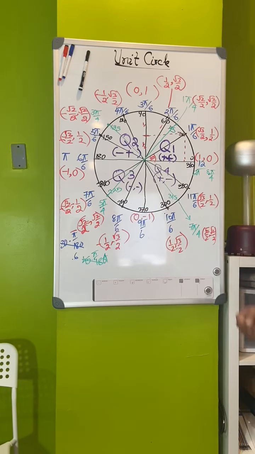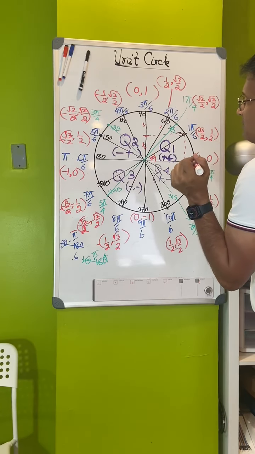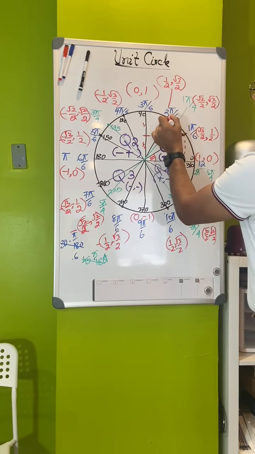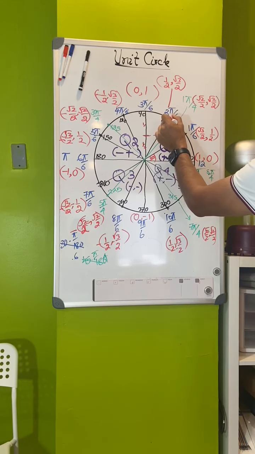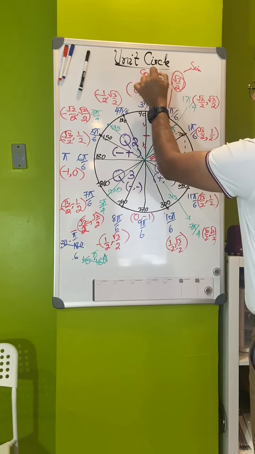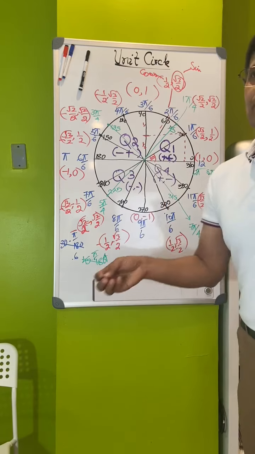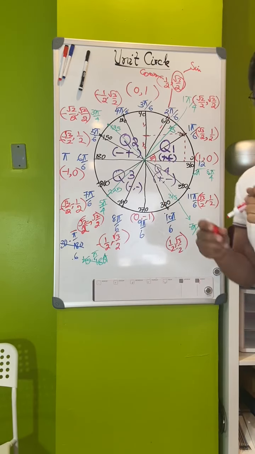If somebody asks you, what is sine of 60? Where is 60? 60 is here. So sine of 60 is root 3 over 2. I hope this helps you understand the unit circle. Don't memorize. Thank you very much.